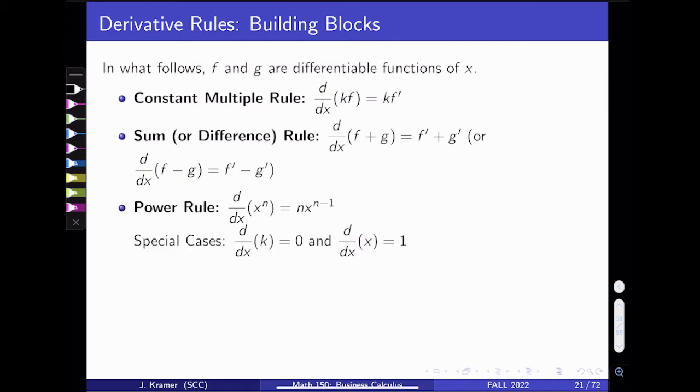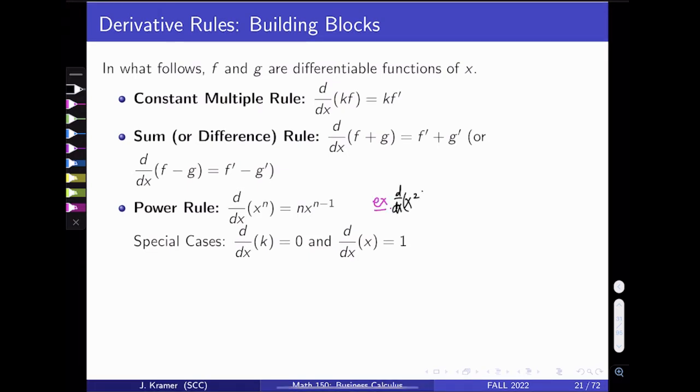The power rule says that if you take the derivative of a function raised to an integer or non-integer power, then you multiply by the power and subtract the power by 1. For instance, if I have the function x squared and I want to take the derivative, then I lower the power and subtract 1 from the previous power so that the derivative of x squared is 2 times x to the first. We don't write 1 typically, so it would just be 2x.